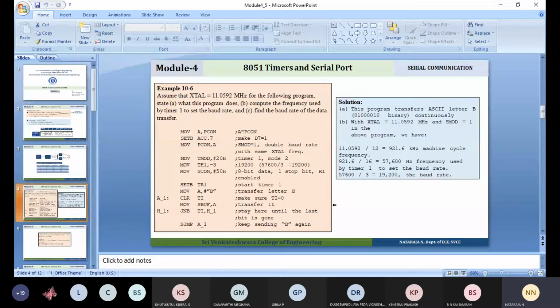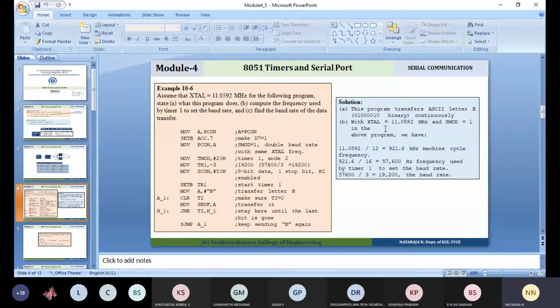First one, this program transfers the ASCII letter B, 0100 0010 in binary, continuously. How did you know? Here they have taken A comma hash B, so we are going to transmit the letter B. The binary equivalent of ASCII letter B is 0100 0010. 42 is the equivalent hexadecimal; 41 is the equivalent of ASCII A, and 42 is the equivalent of B. Like that, we decide the binary.